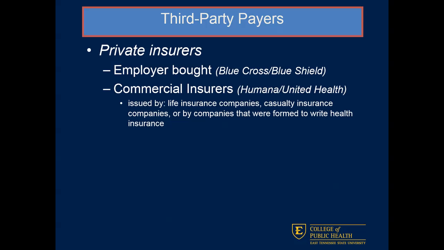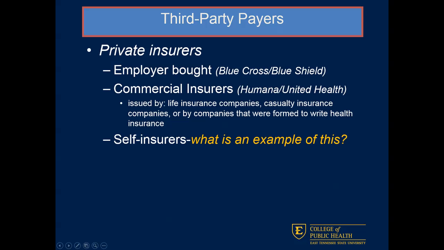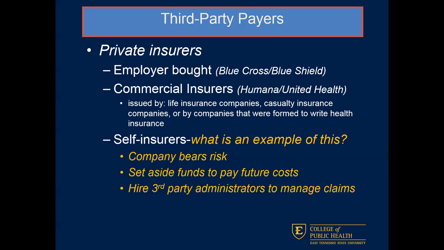And again, examples of those would be Humana and United Health, which are really good examples of commercial insurers. And then the third one you have is a self-insurer. What is an example of this? An example of self-insured health insurance is Eastman right here in the Tri-Cities.